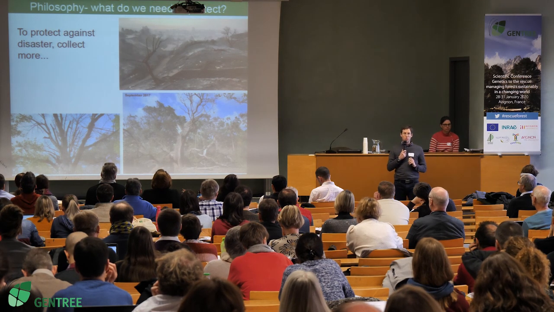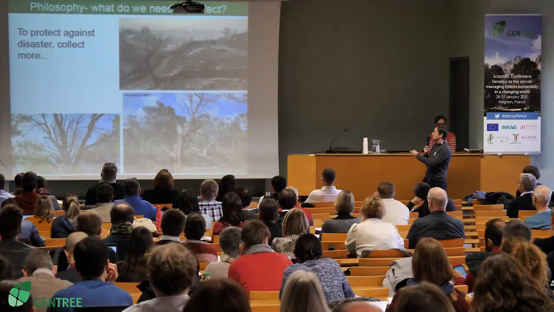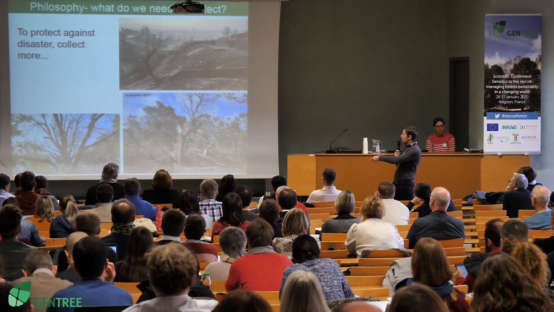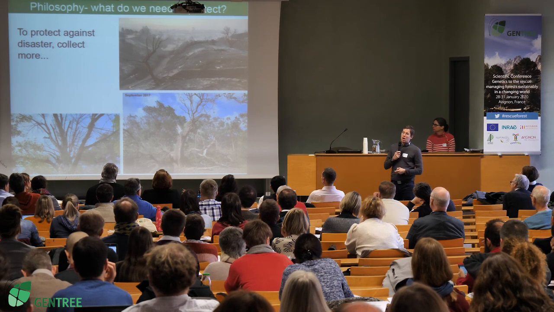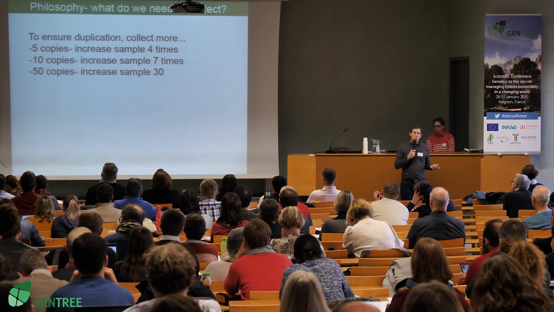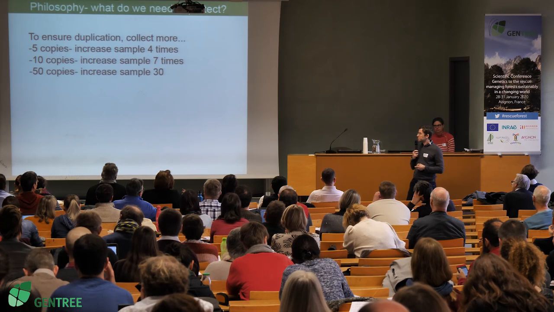In addition, everything I've showed you up to this point assumes that the goal is to get one copy of every allele. But disaster happens. This is a fire at a botanic garden in California. This is a hurricane at a botanic garden in Florida. And this is ash dying in our gardens in Chicago. So trees die in our collections, seeds fail to germinate. So maybe we want to have a goal to get more than one copy of every allele. Is that 5 copies we want? Is that 10 copies? Is it 50 copies? I don't know, but we can calculate how much more to collect to get more than one copy.